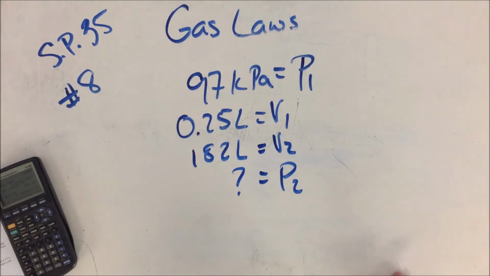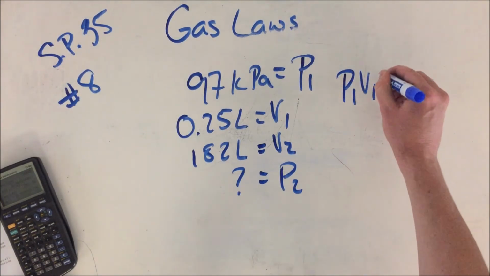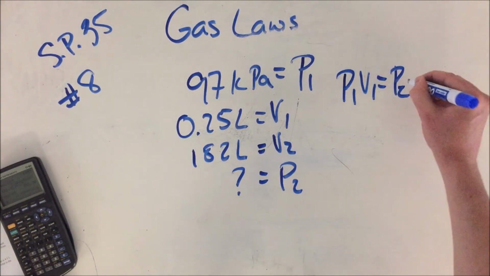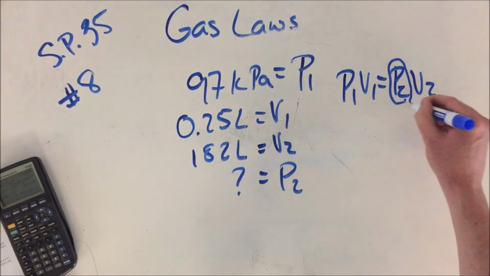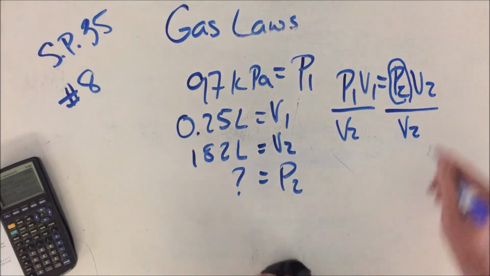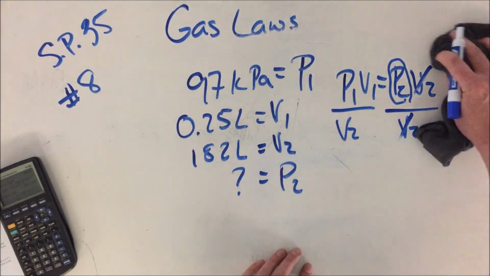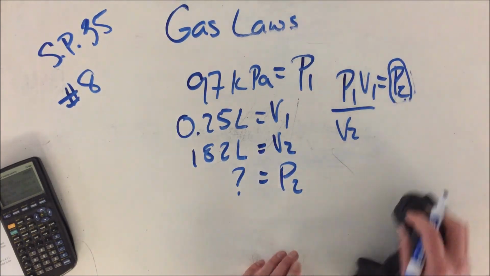That's what they're asking us for. All right? So we're going to solve for P2. Our equation, P1 V1 equals P2 times V2. They're asking us to solve for P2. So I'm going to divide this side by V2, divide this side by V2. That gives me P1 V1 over V2 equals P2.